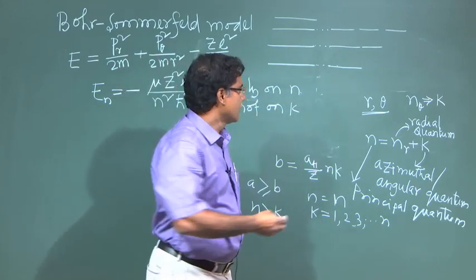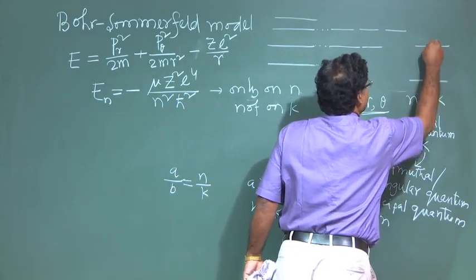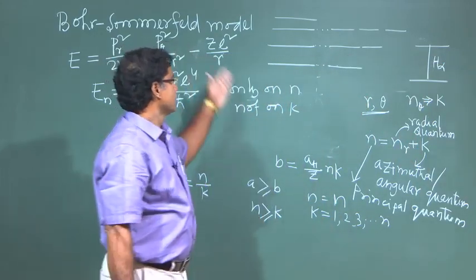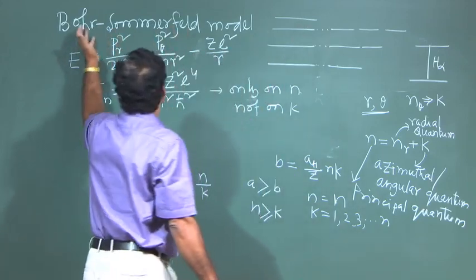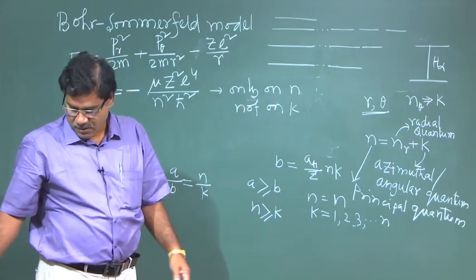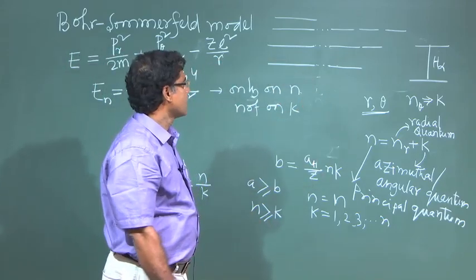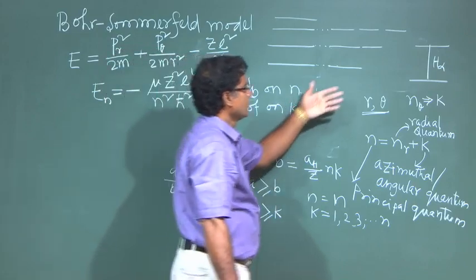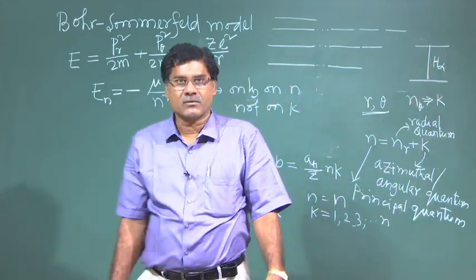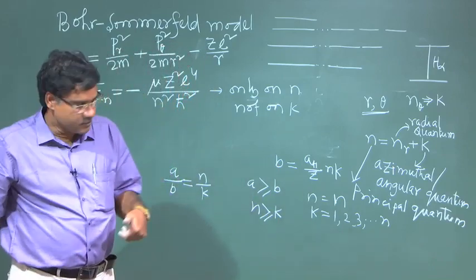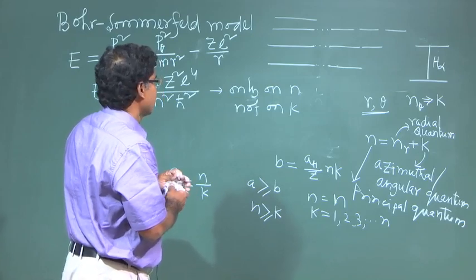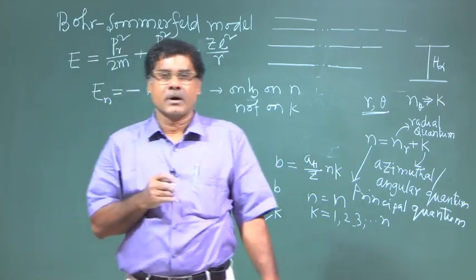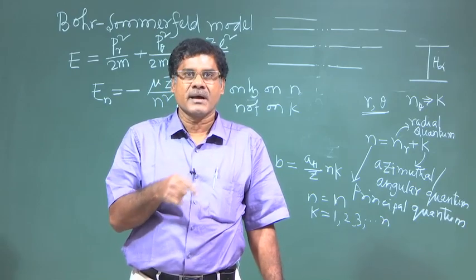So for the hydrogen atom, the H alpha line, as I told, is composed of 5 lines. After this modification of the Bohr orbit, considering the elliptical orbit, that also didn't help to explain the fine structure of the hydrogen atom. Okay. So then Sommerfeld himself pointed out that there is a difference in the motion of the electron in a circular orbit and an elliptical orbit.